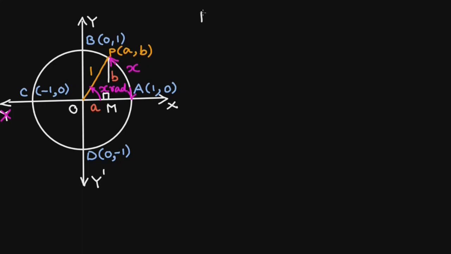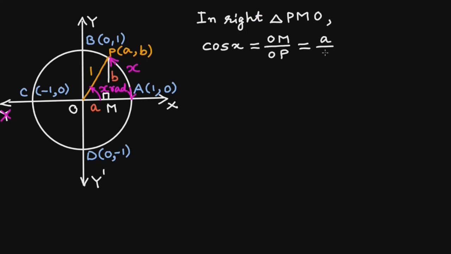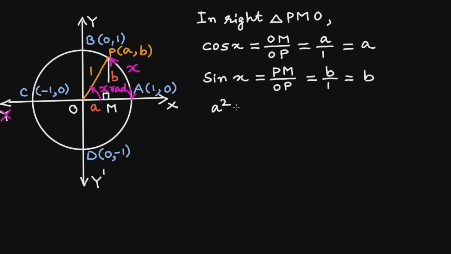Now in right triangle PMO, cos x will be adjacent side OM upon hypotenuse OP, a upon 1, which is a, and sin x will be opposite side PM upon hypotenuse OP, b upon 1, which is b. According to Pythagoras, a square plus b square equals 1 square, which is 1, that is cos square x plus sin square x equals 1.